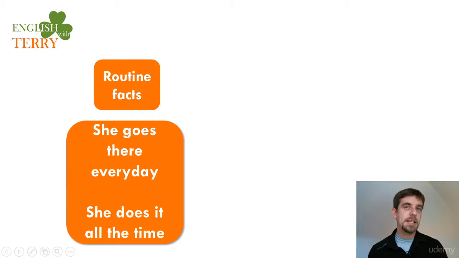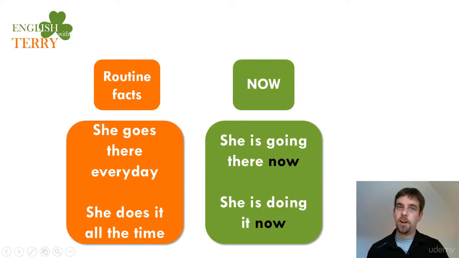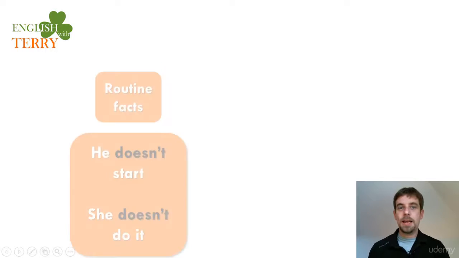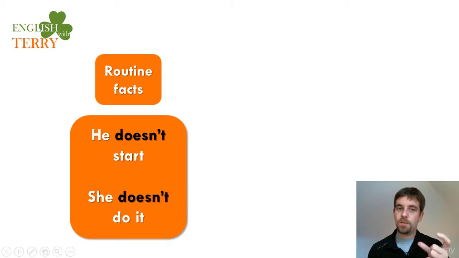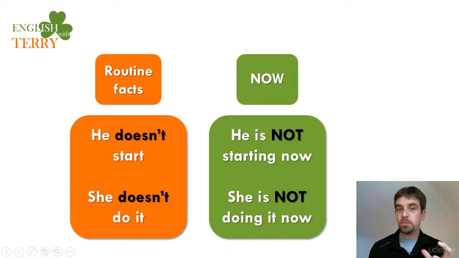So the same basic idea of don't, right? Routine and facts. She goes there every day. She does it all the time. She is going there now. She is doing it now. Because when we look at the negative, the routine or facts, he doesn't start. She doesn't do it. This is a description of their lives. It's a fact. It's routine. Now talking about now, he is not starting now, and she is not doing it now. This is the important part to understand about doesn't.